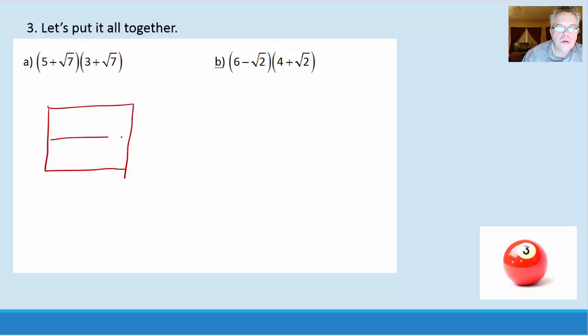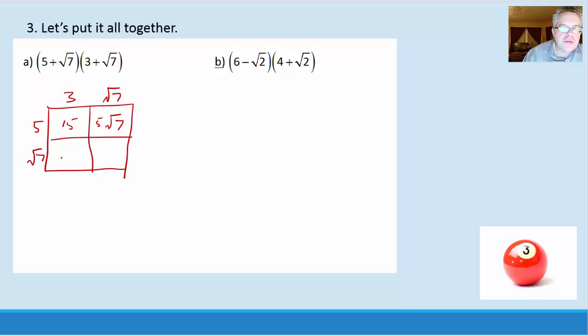Here we go. And like I said, we'll learn a shortcut later. This is 5 plus square root of 7 times 3 plus square root of 7. 5 times 3, that's 15. 5 times square root of 7, there's not much I can do with it. That's just 5 square root of 7.